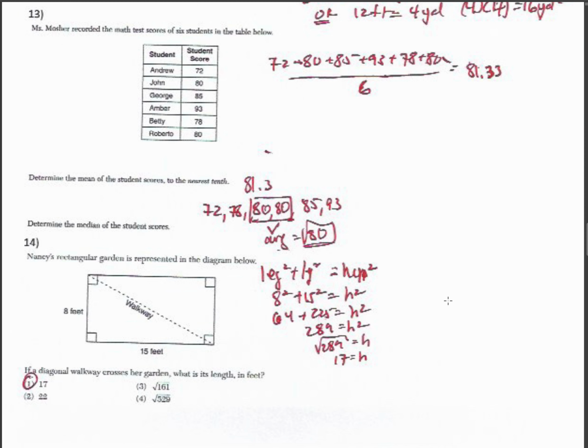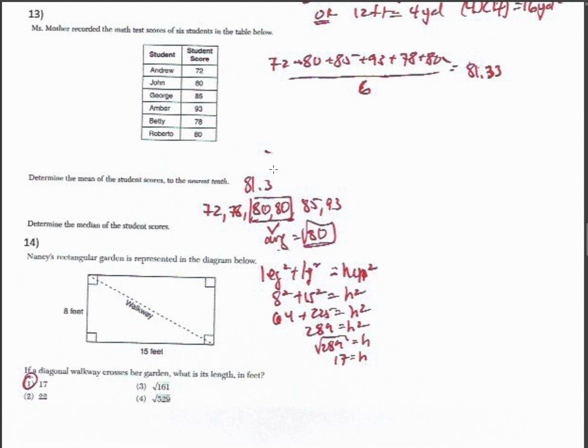It wants to know the mean of this particular data. All right. So mean means add them up and divide by how many there are. So in this case, it's 72, 80, 85, 93, 78, 80. I add them all up. I divide by 6. I get 81.33. I didn't even notice that it said to the nearest tenth. Oh, yes, I did. Here it is. I took the 81.33 and I rounded it off to 81.3.